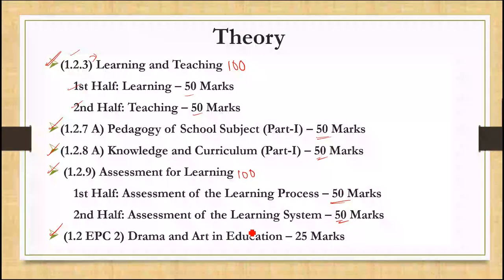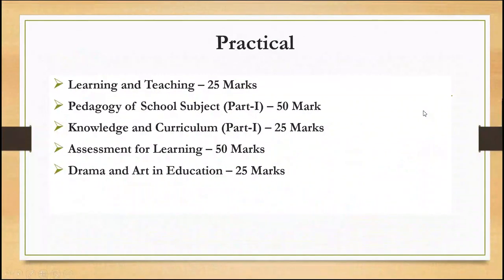And the last one, Drama and Art in Education, is of total 25 marks. So you can clearly see we have 100, 100, 100 and 25. So theory is going to be of 325 marks. So second semester B.Ed also theory is going to be of 325 marks, just like it was for the first semester. Now let's have a look at the practical.